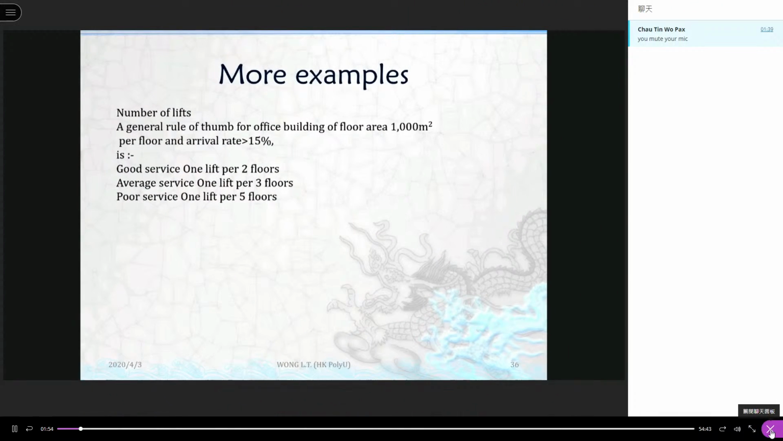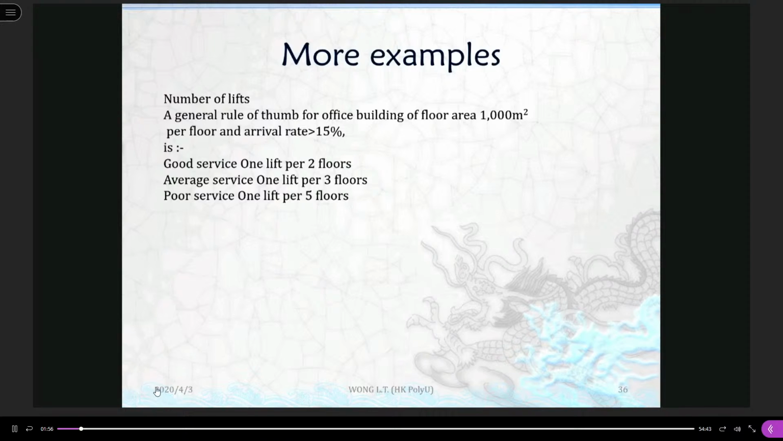We stop at page 36. Okay, in the previous session we were talking about the rule of thumb. The rule of thumb provides us some numbers, and these numbers could help us in two aspects.